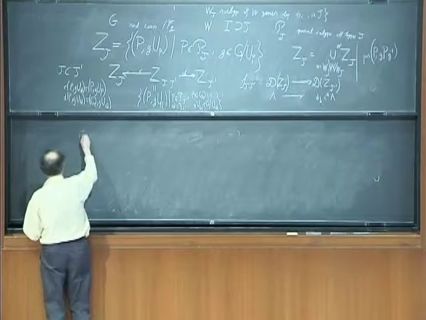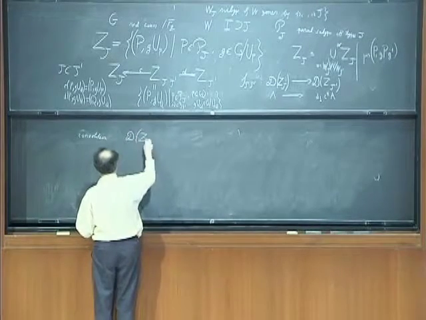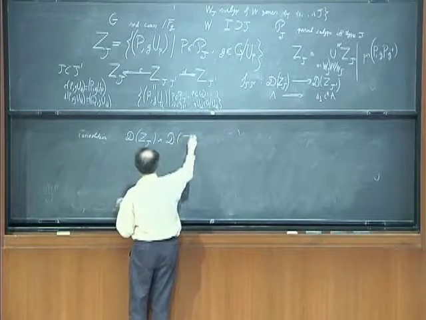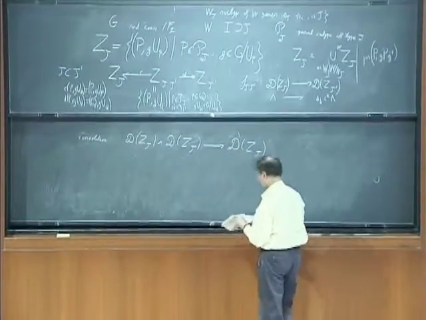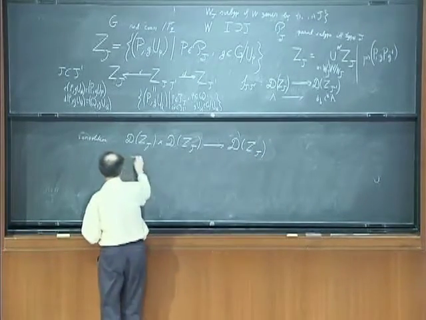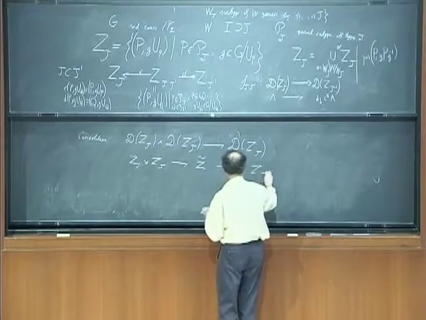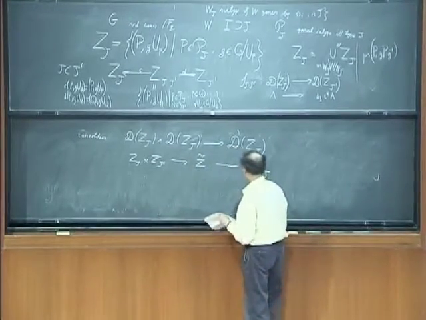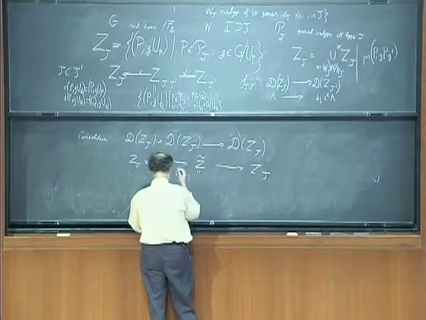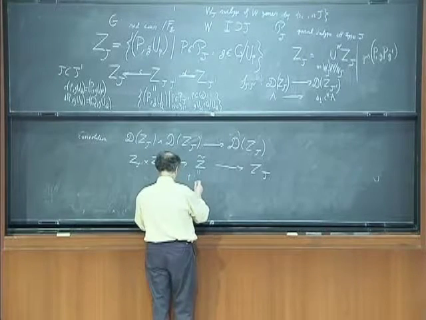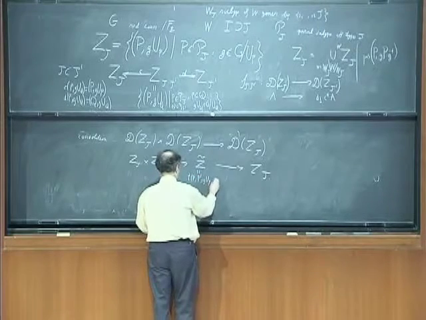There's also another structure, a convolution, some product structure. So from d, this goes as follows. You can have a diagram Z_J cross Z_J, and Z tilde, Z_J. So these two are already defined. In the middle, you take triples Q, P, P prime, (g, U_P), (g prime, U_P prime).